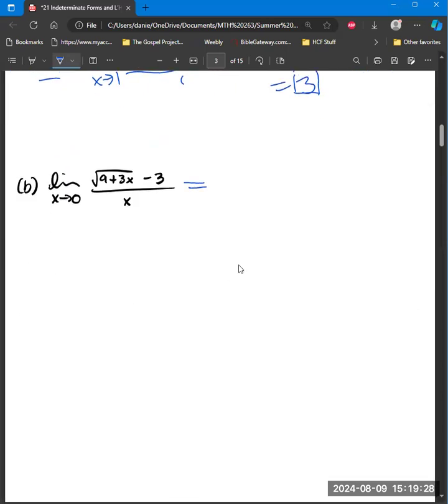Now, when we try direct substitution here, we're going to get the square root of 9 minus 3 over 0, which is 0 over 0, an indeterminate form. So we're going to use L'Hopital's rule.